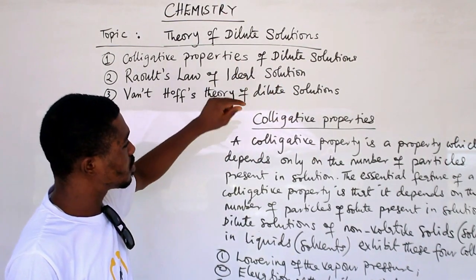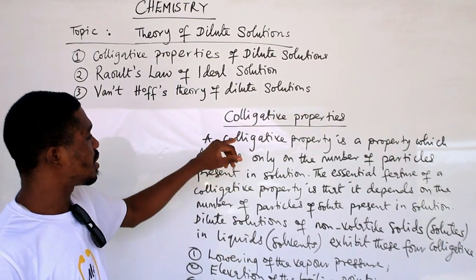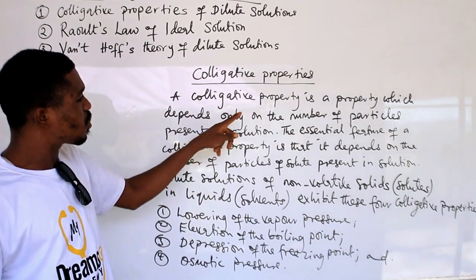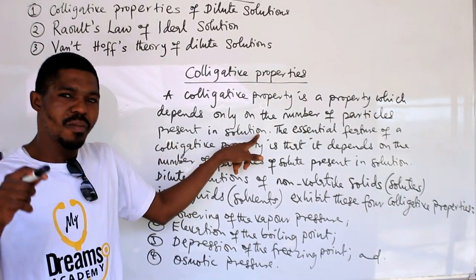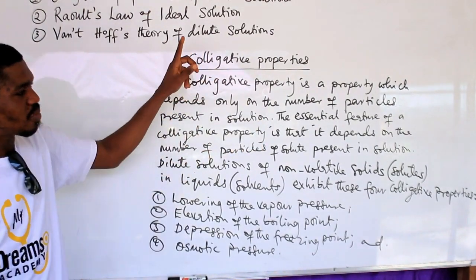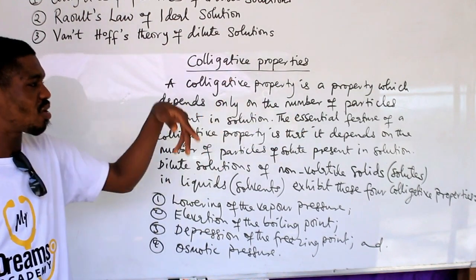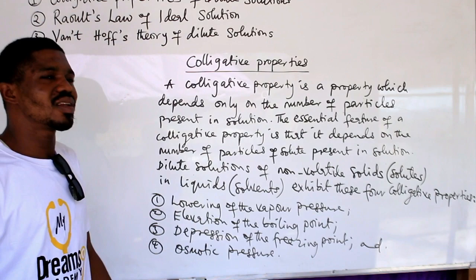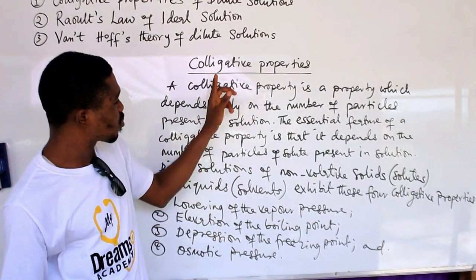Now, to start with, let's look at what is colligative property. We said that a colligative property is a property which depends only on the number of particles present in solution. That is what a colligative property is. Now, the essential feature of a colligative property is that it depends only on the number of particles present. The word colligative means together.